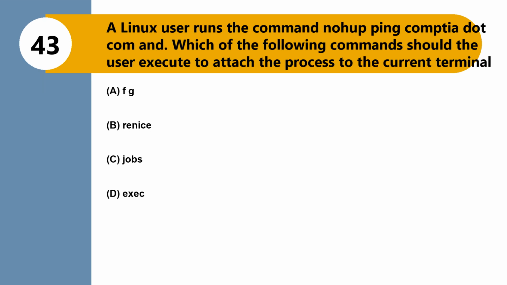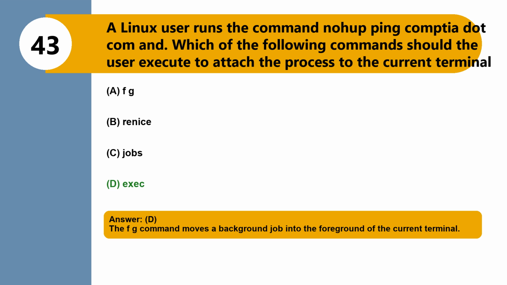Question 43. A Linux user runs the command nohup ping CompTIA.com. Which of the following commands should the user execute to attach the process to the current terminal? Option A, fg. Option B, renice. Option C, jobs. Option D, exec. The correct answer is option D, exec. The fg command moves a background job into the foreground of the current terminal.